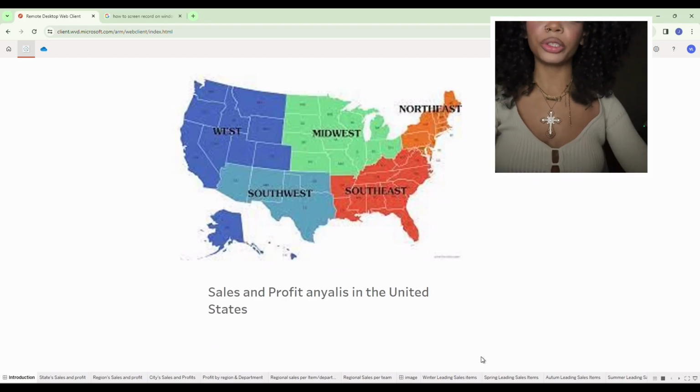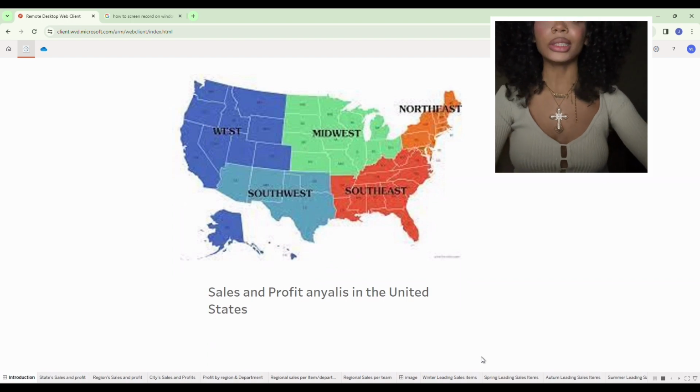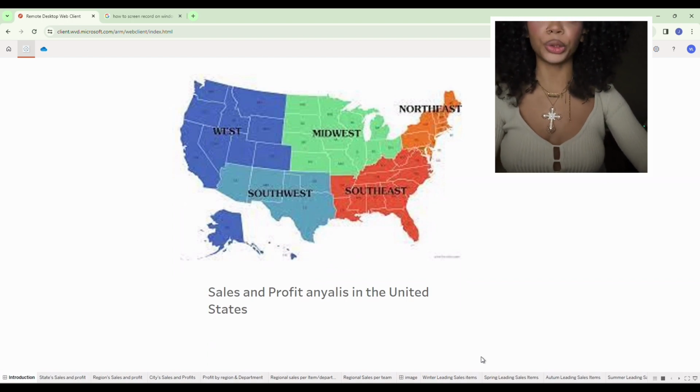Hello, my name is Valerie Long and I'll be walking you through my Tableau project. As you can see right here, first we have the introduction. So this is just the inside look. We're going to be looking at the sales and profit analysis in the United States.